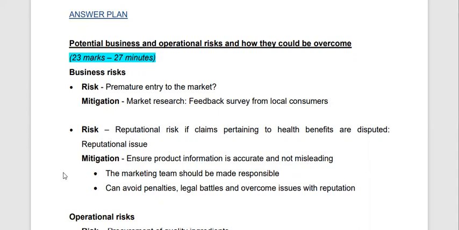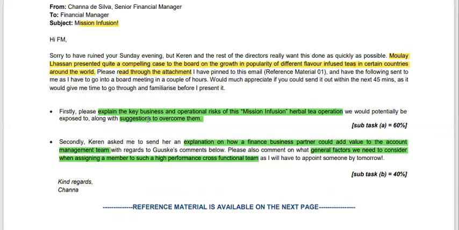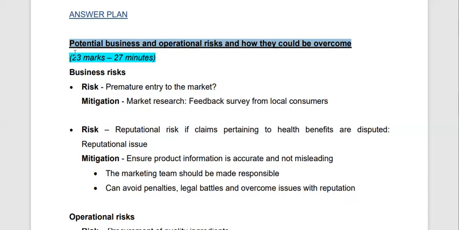So, I've come up with an answer plan so that you can easily understand what I'm talking about. Okay. So first things first, you read the question. I did that. Second step is to plot out the main headings. So that's exactly what you see here. I've plotted out the main heading, which is potential business and operational risks and how they could be overcome. So these are the 2 tasks highlighted in the question. You are supposed to explain the key business and operational risks and make suggestions to overcome each risk. That's exactly what is mentioned here.